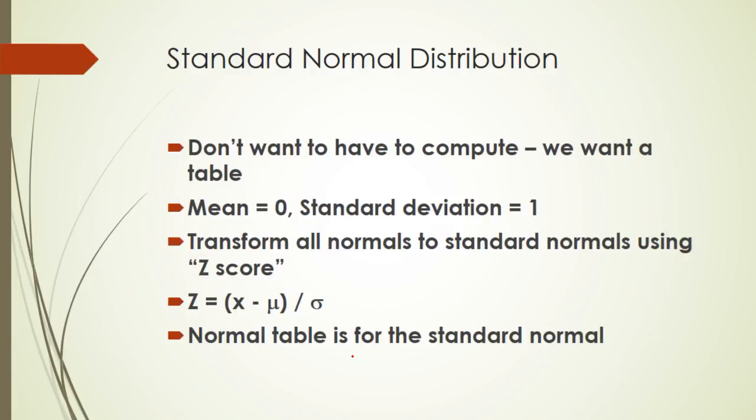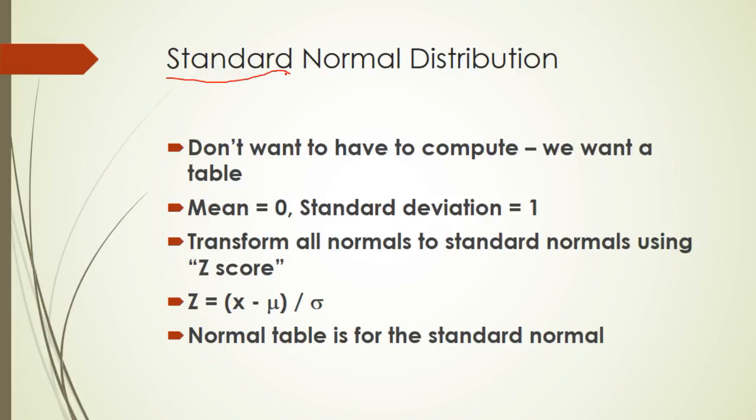So, again, we don't want to do the math. We want a table. We only have one table. There's an infinite number of normal distributions, but we only have one table. And that table is for what we call the standard normal distribution. Standard. When you see the word standard in statistics, you can just substitute average, and that works. So the standard deviation is the average deviation. The standard normal distribution is the average normal distribution. It has a mean of 0 and a standard deviation of 1.